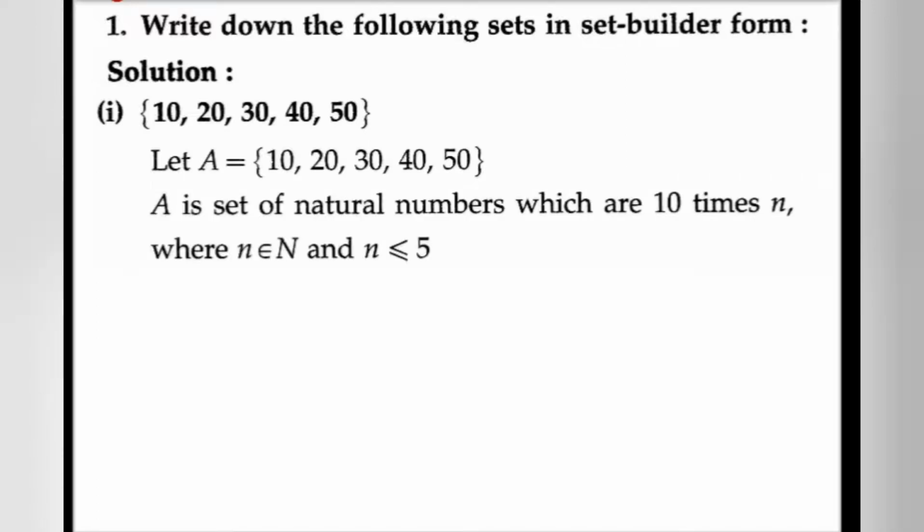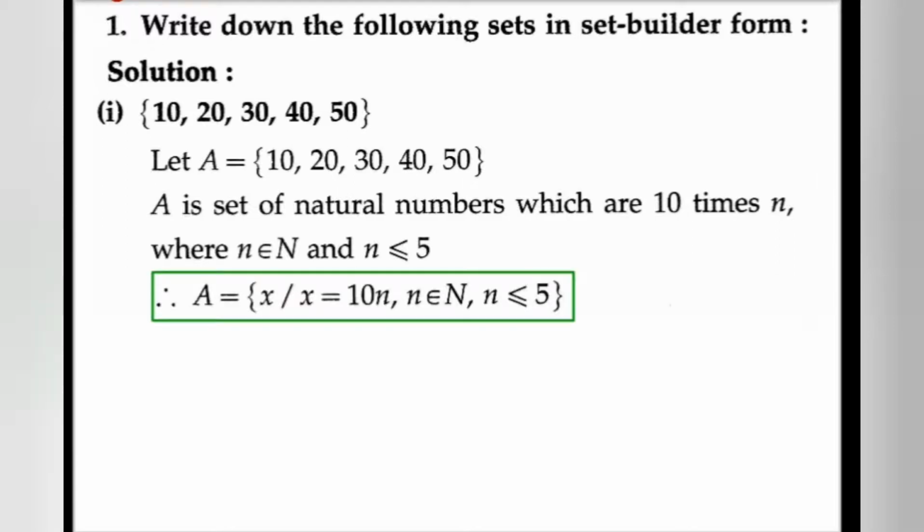A is a set of natural numbers which are 10 times n, where n belongs to N and n is less than or equal to 5. Therefore, A is equal to set of all x such that x is equal to 10n, where n belongs to N and n is less than or equal to 5.